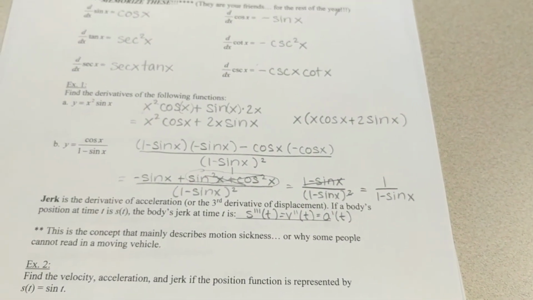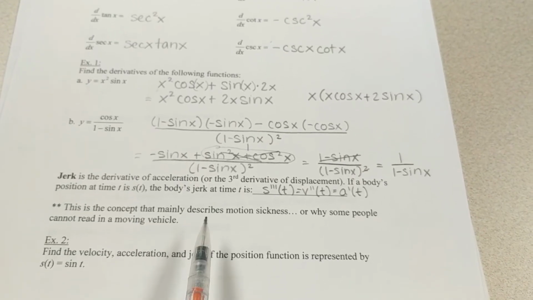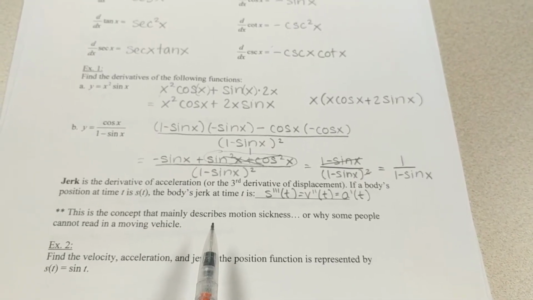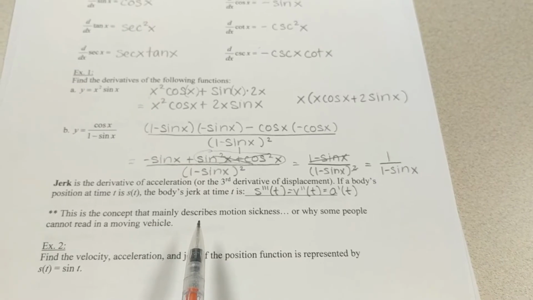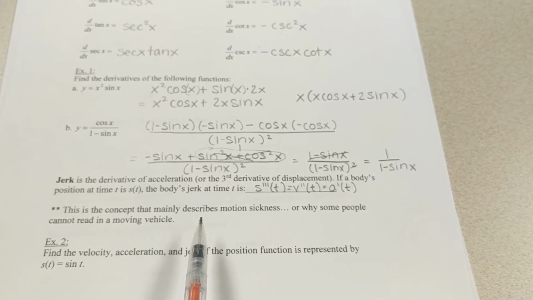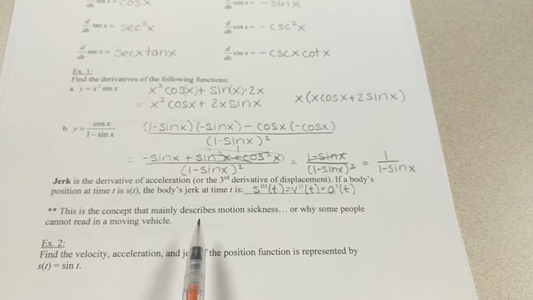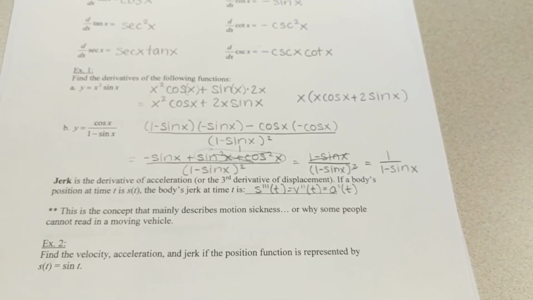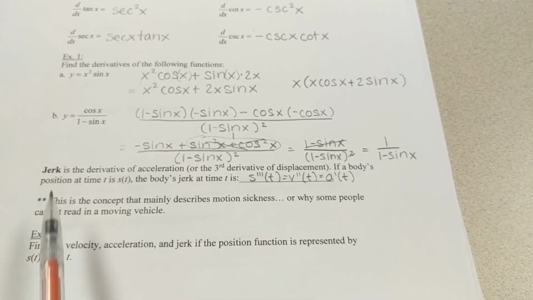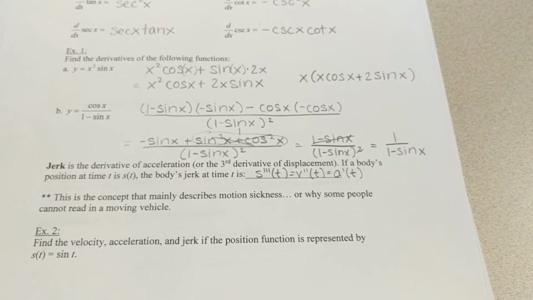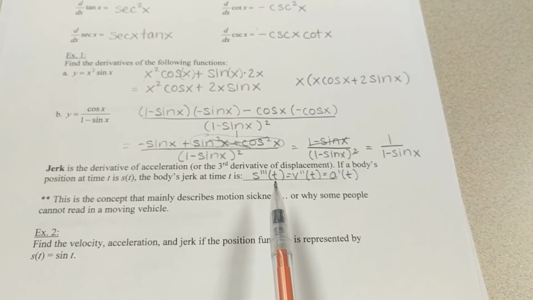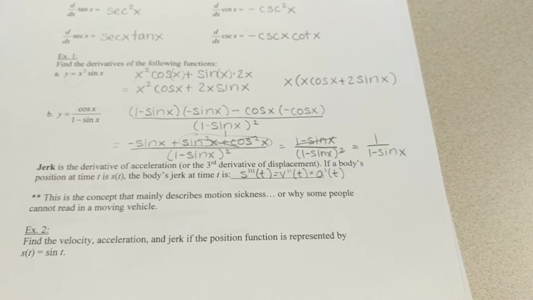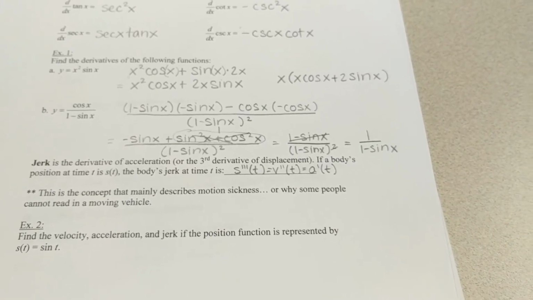That's the jerk. People who have motion sickness, I like to think about if you can't read in a car, or if you think about when someone accelerates too quickly or decelerates really quickly, what happens to your body? Well, it jerks. So that is what is described here. Fun fact for the day, beyond the third derivative, the fourth, fifth, and sixth derivatives are snap, crackle, and pop.